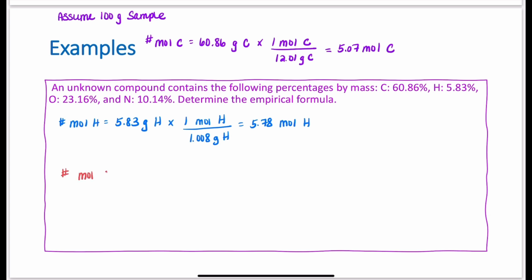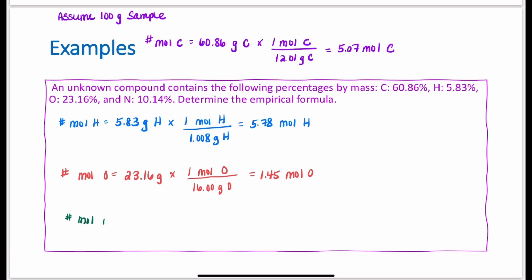Next up is my oxygen. Number of moles of oxygen, I've got 23.16 grams, because again, I assumed a 100-gram sample, so my percentages turn into grams. One mole of oxygen is 16 grams of oxygen. Gives me 1.45 moles of oxygen.